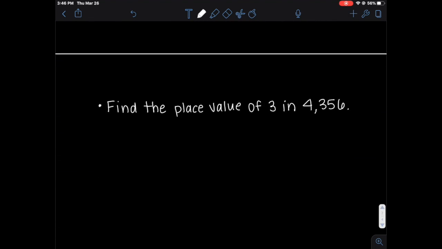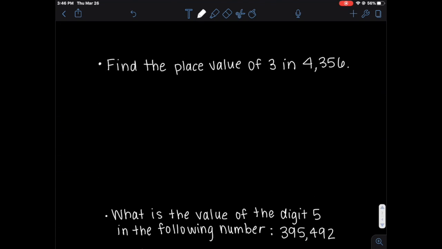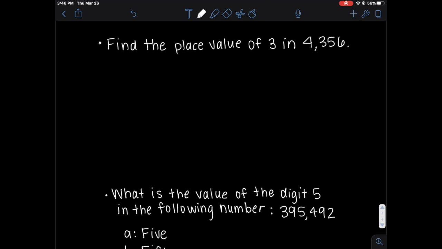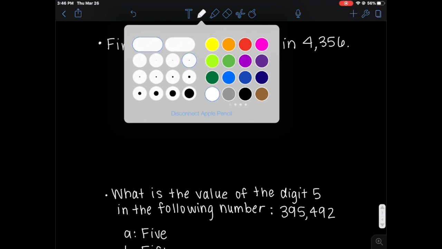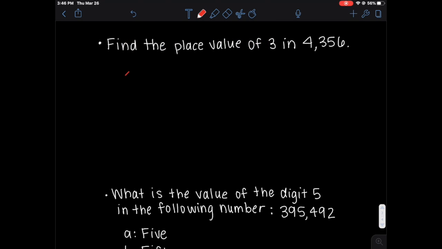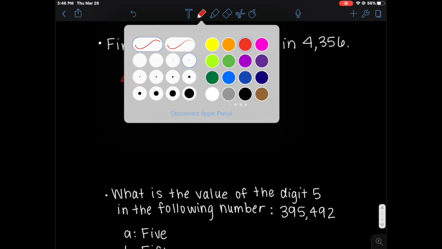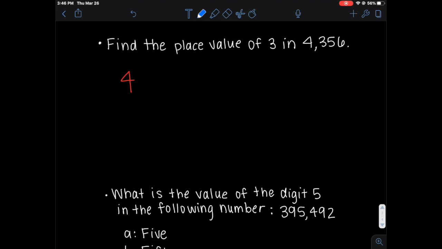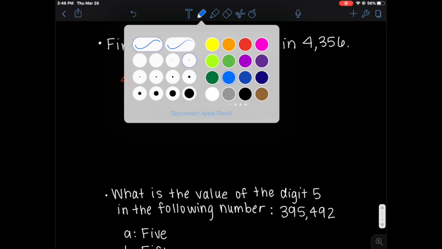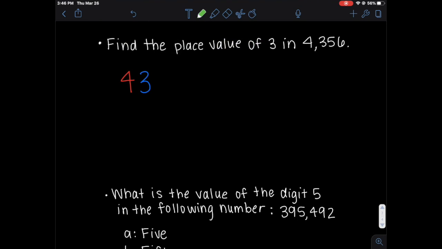All right, so let's work on some practice problems. We need to find the place value of 3 in 4,356. So what I'm going to do is I am going to color code this. Let's see, I will put the 4 in red. I will do the 3 in blue, the 5 in green, and we'll do the 6 in yellow.